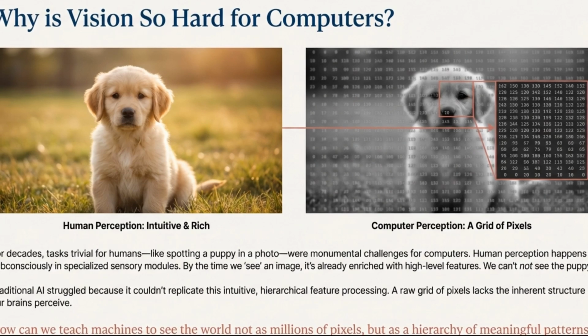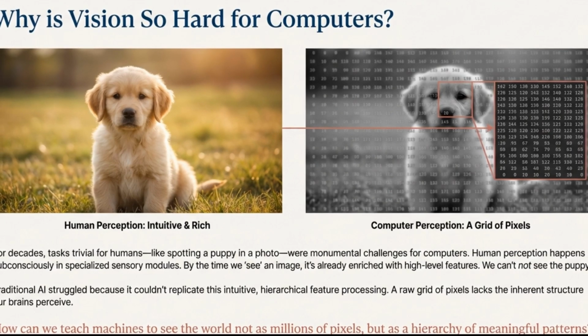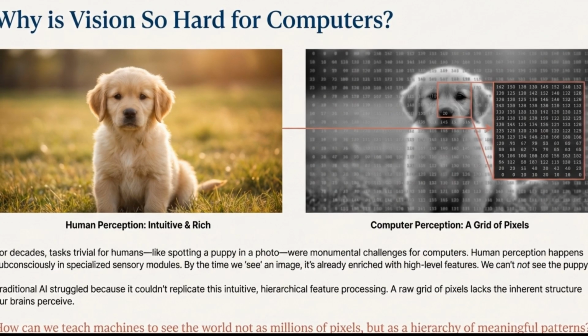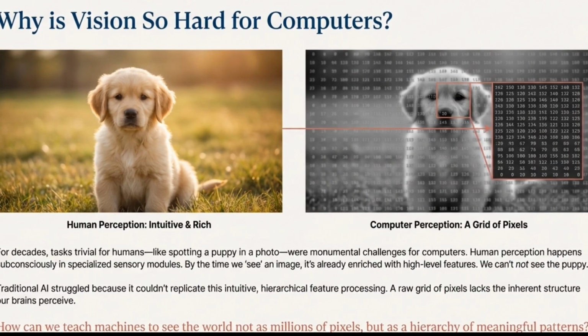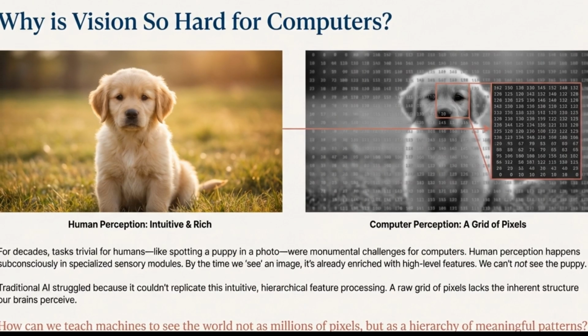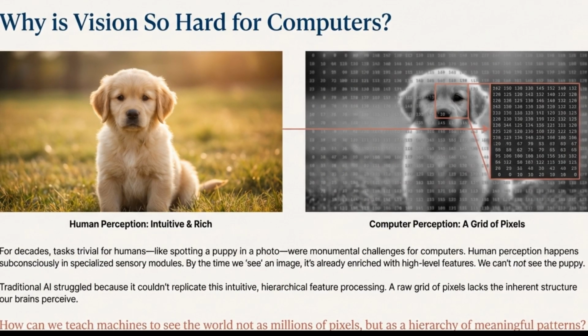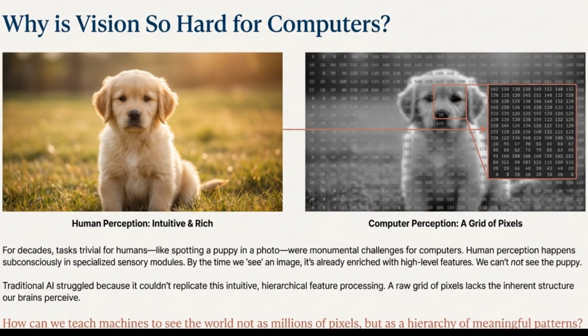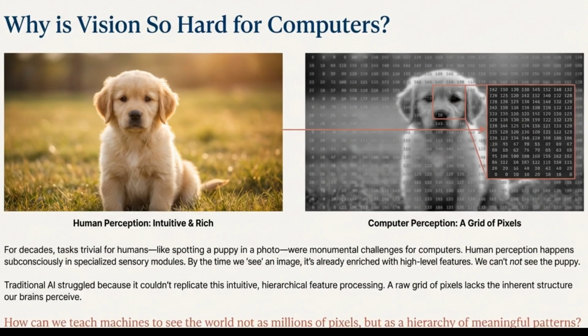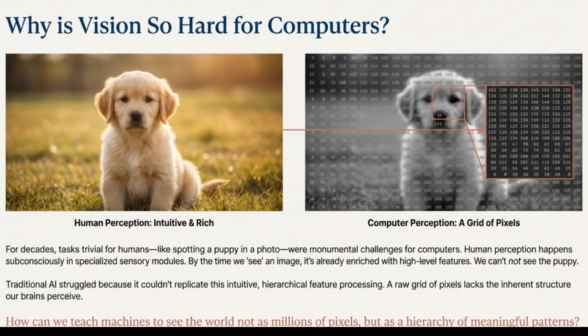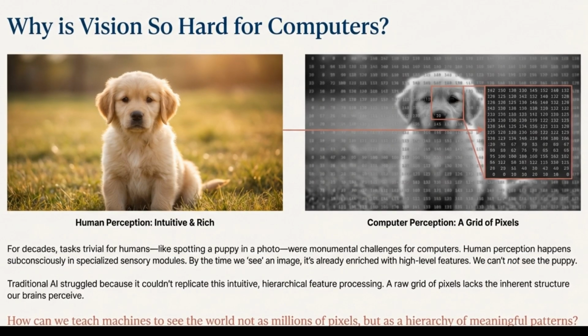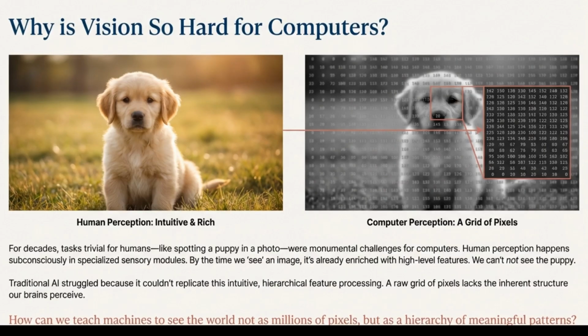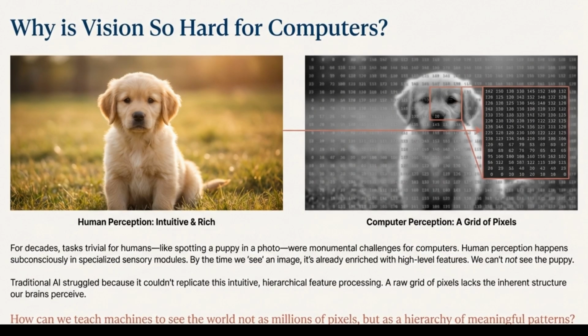However, when a computer looks at the same image, as shown on the right, it sees nothing but a massive grid of pixels. In fact, for a standard high-definition image, this grid could contain millions of individual data points. The zoomed-in section reveals that the puppy is just a collection of numerical values representing the intensity or color of light at that precise location. These raw numbers lack any inherent meaning or structure.